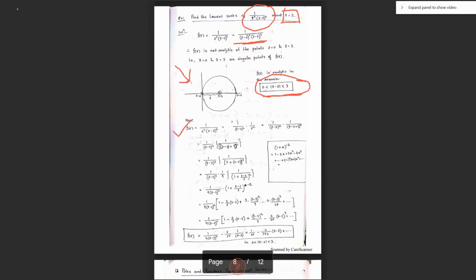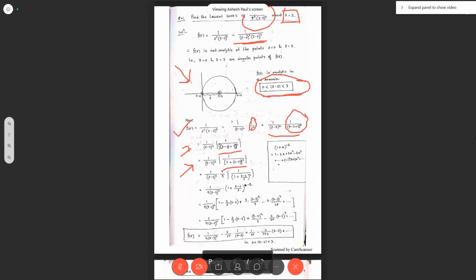So we are writing f(z) as 1/(z² (z − 3)). Here, we are keeping 1/(z − 3) as it is. Now 1/z² can be written as 1/((z − 3) + 3)². We are writing 1/z² by this 1/((z − 3) + 3), with a bracket, squared. Now we write (z − 3) + 3 as 3 + (z − 3). The only change is there.